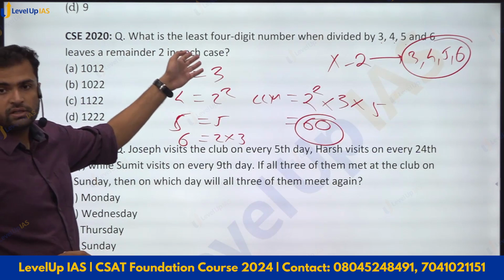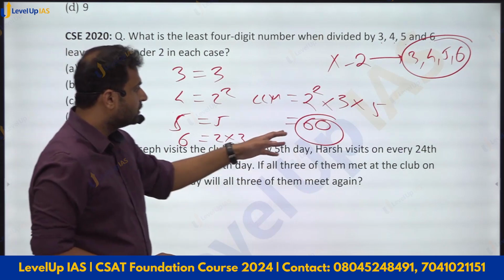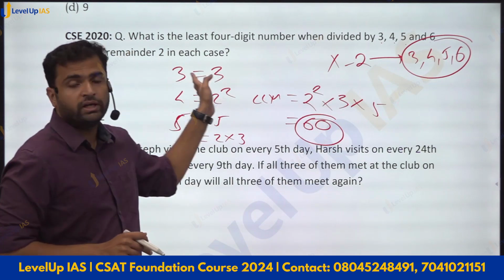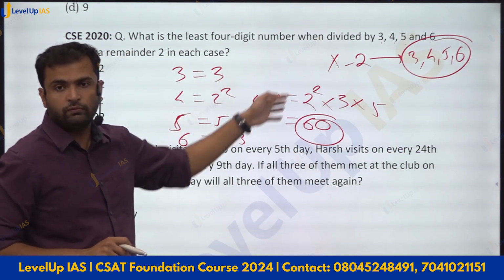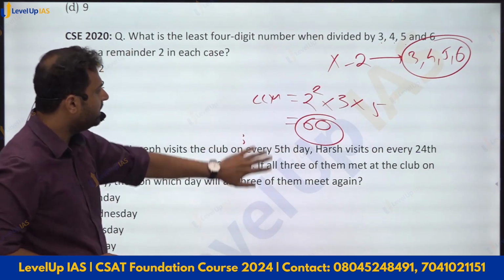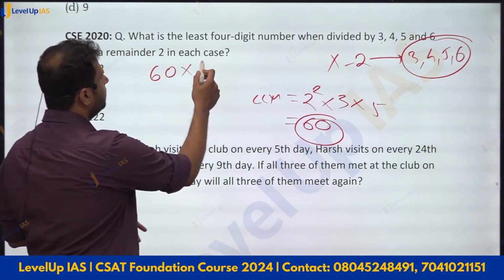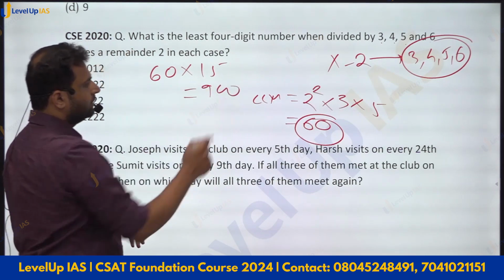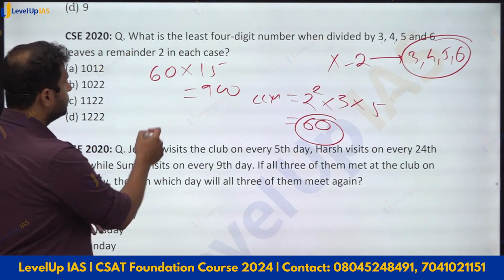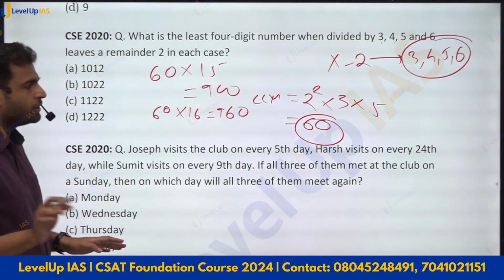But we need a 4-digit number. 60 plus 2, we get only 62. We need a 4-digit number, so we want to find a multiple of 60 which is just more than 1000. You can try it out. 60 into, let us say, 15, you get 900. Yet we are falling short of 1000. 60 into 16, we get 960. Still not crossed the 4-digit mark.